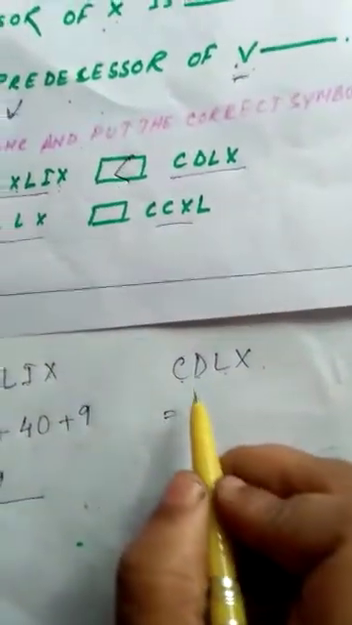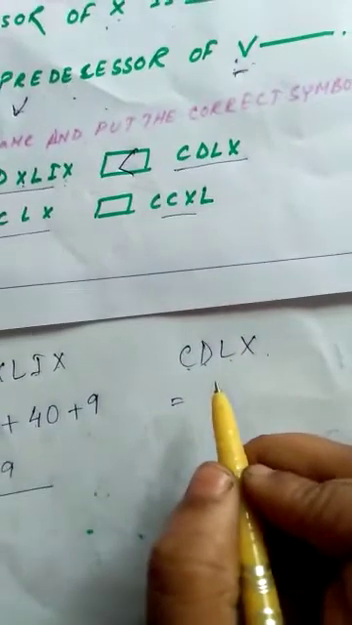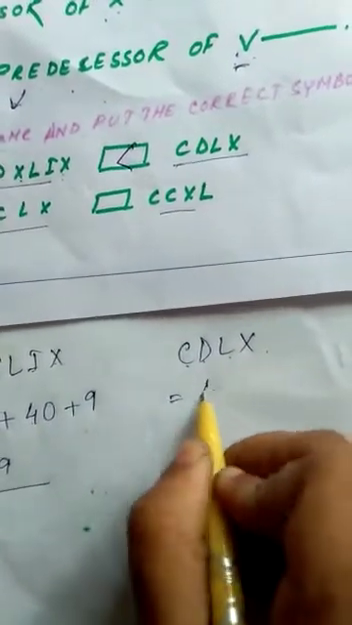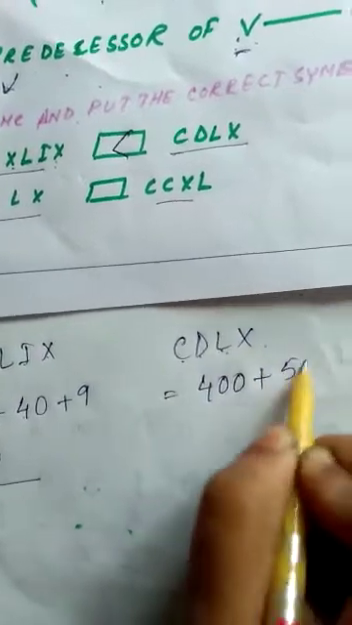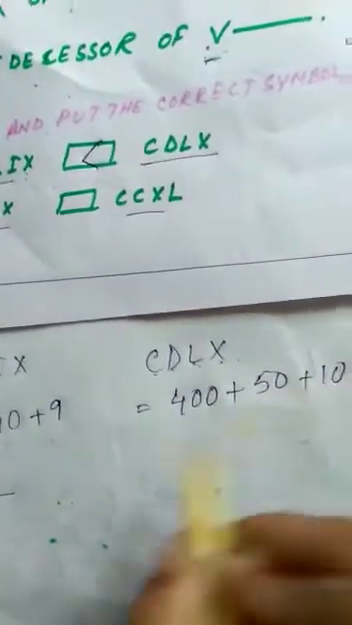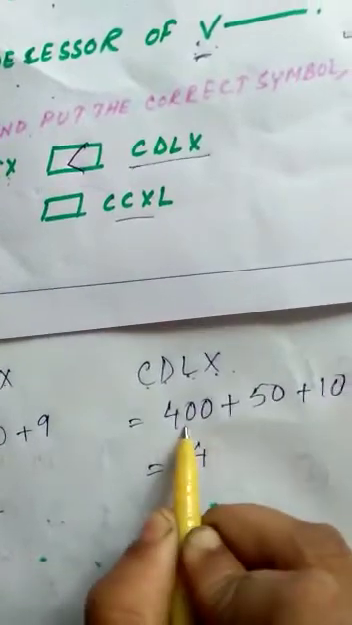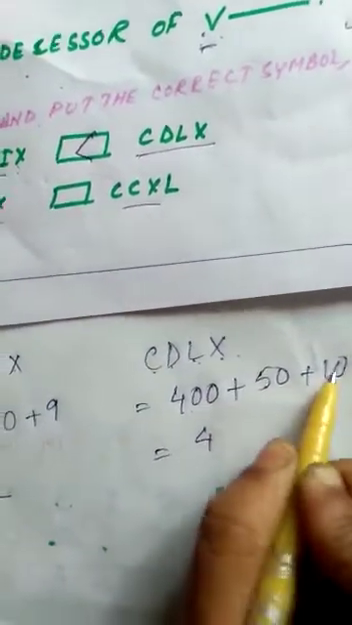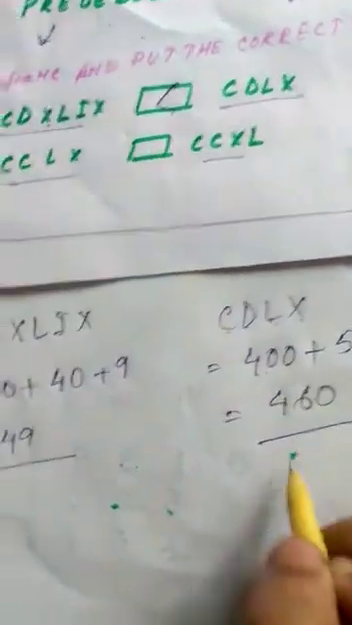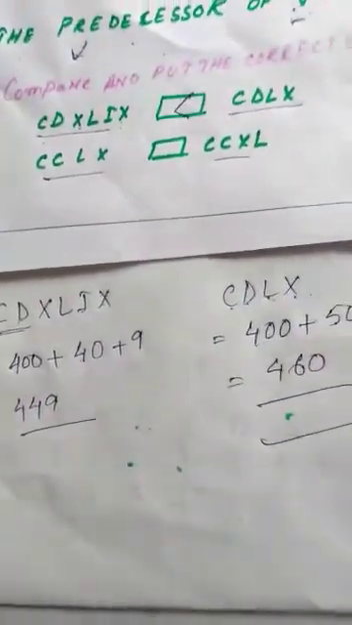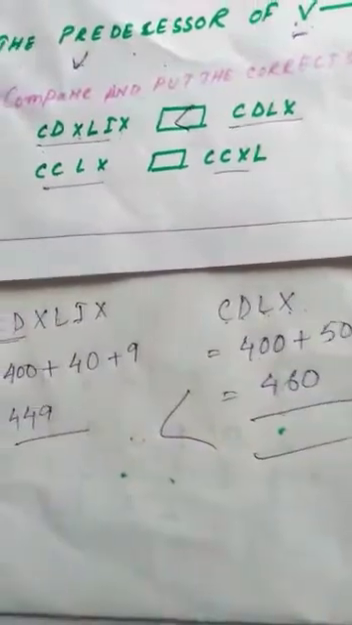Now you can see here CDLX, what does it mean? CD means 400, plus L means 50, X means 10. So it is 450 and 10, so 460. So which is greater now? This is the greater, 460. So we can compare it like this.